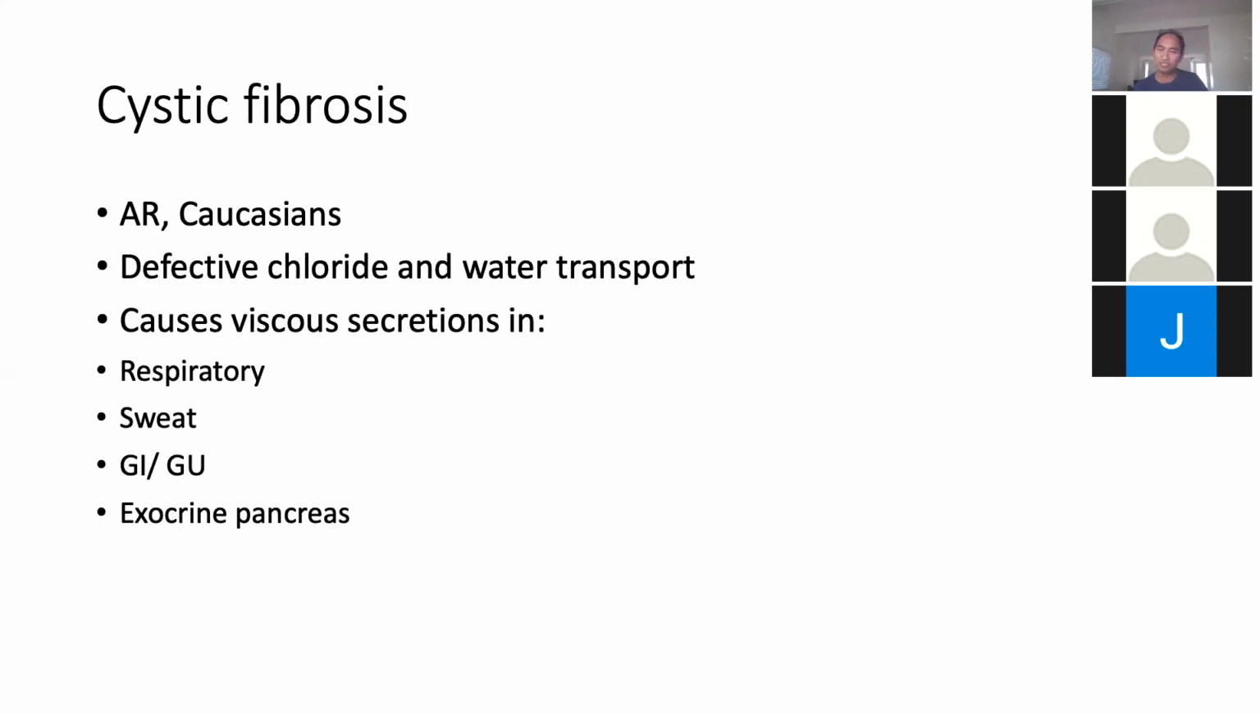Cystic fibrosis, I believe you have heard of it. It is a big problem. It affects the Caucasian population and is autosomal recessive. It damages the respiratory tract, sweat glands, gastrointestinal tract, and exocrine pancreas as well.